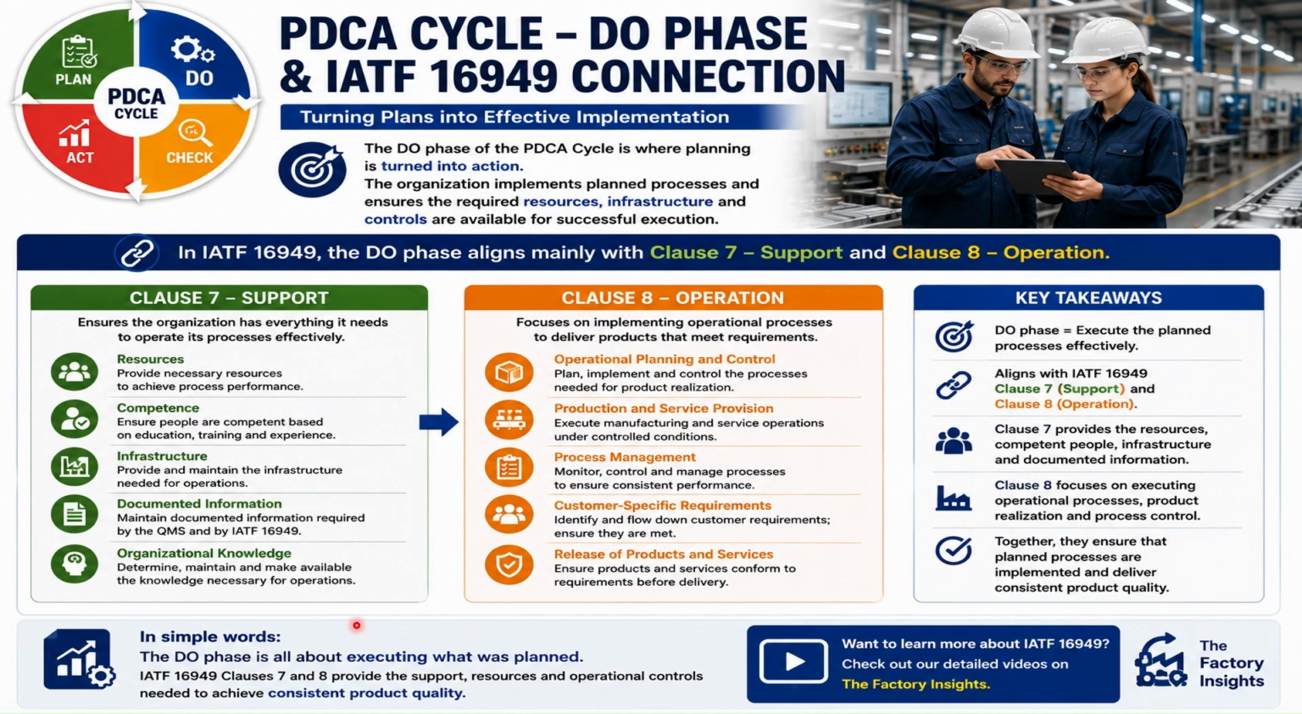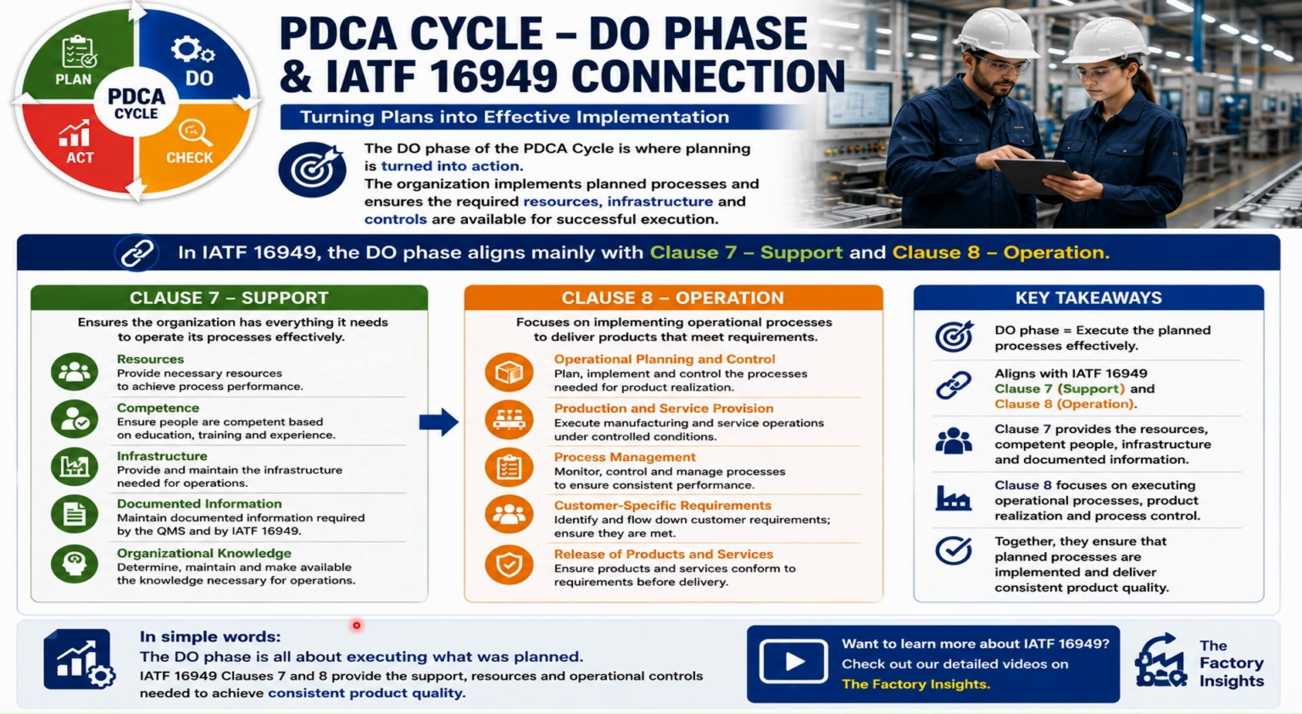When we compare the PDCA cycle with IATF 16949, the do phase aligns primarily with Clause 7, Support, and Clause 8, Operation. Clause 7, Support, ensures that the organization has the resources, competent people, infrastructure, organizational knowledge, and documented information needed to operate its processes effectively. Once these elements are in place, Clause 8, Operation, focuses on executing the organization's operational processes. This includes product realization, production planning and control, manufacturing operations, process management, and customer-specific requirements, ensuring that products are consistently produced according to defined specifications.